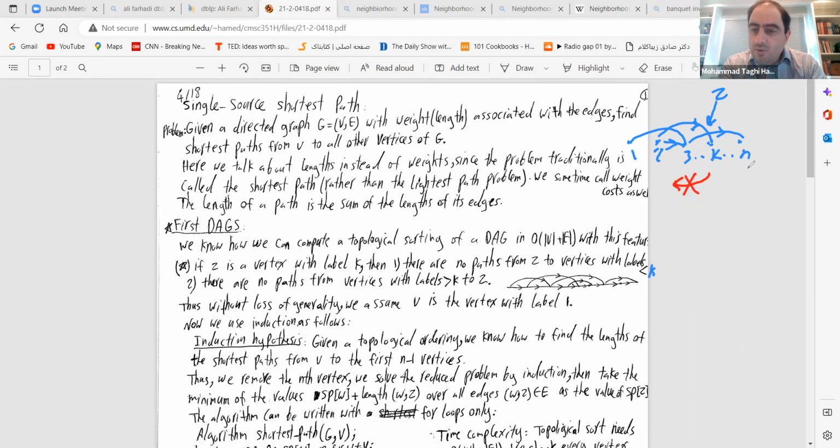Also, similarly, there is no path, or no edges actually, from the vertices whose index, or their topological sort number, is greater than K to vertex Z. When there are no edges, of course, there is no path. So everything is just forward. There is nothing backward. Good.